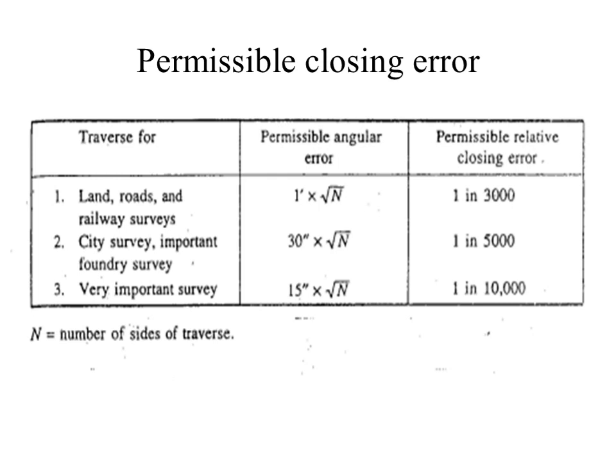Similarly, when we are going to conduct the traverse for city survey or important boundary survey, then in that particular case the permissible angular error should be equal to 30 seconds multiplied by root n, and the permissible relative closing error should be 1 in 5000. Similarly, for the traverse for very important survey, the permissible angular error should be equal to 15 seconds multiplied by root n, and the permissible relative closing error should be 1 in 10,000, where n represents number of sides of a traverse.